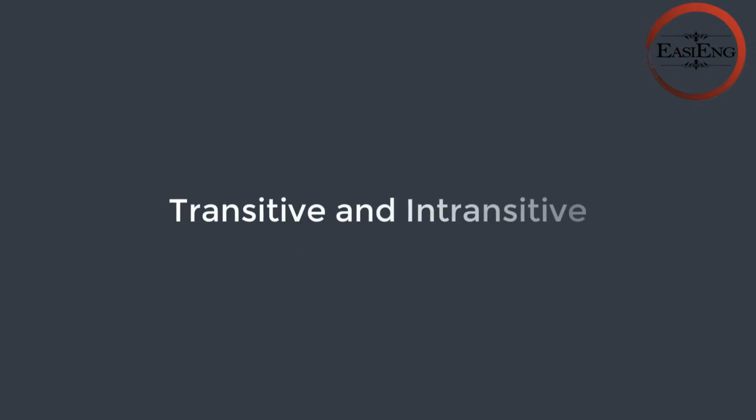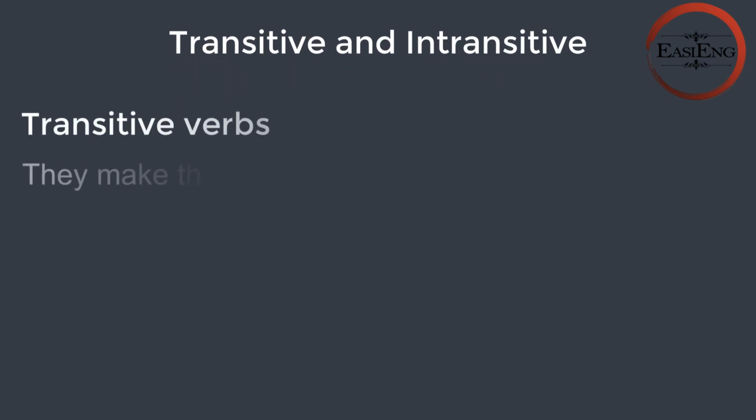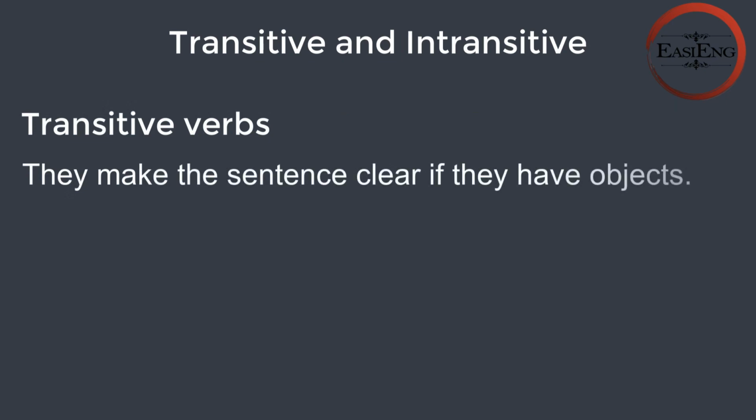Today I'm going to talk about transitive and intransitive verbs. So let's get started. Transitive verbs are verbs that only make the sentence clear when they have objects after the verb. So these verbs must have objects in order to be understood.